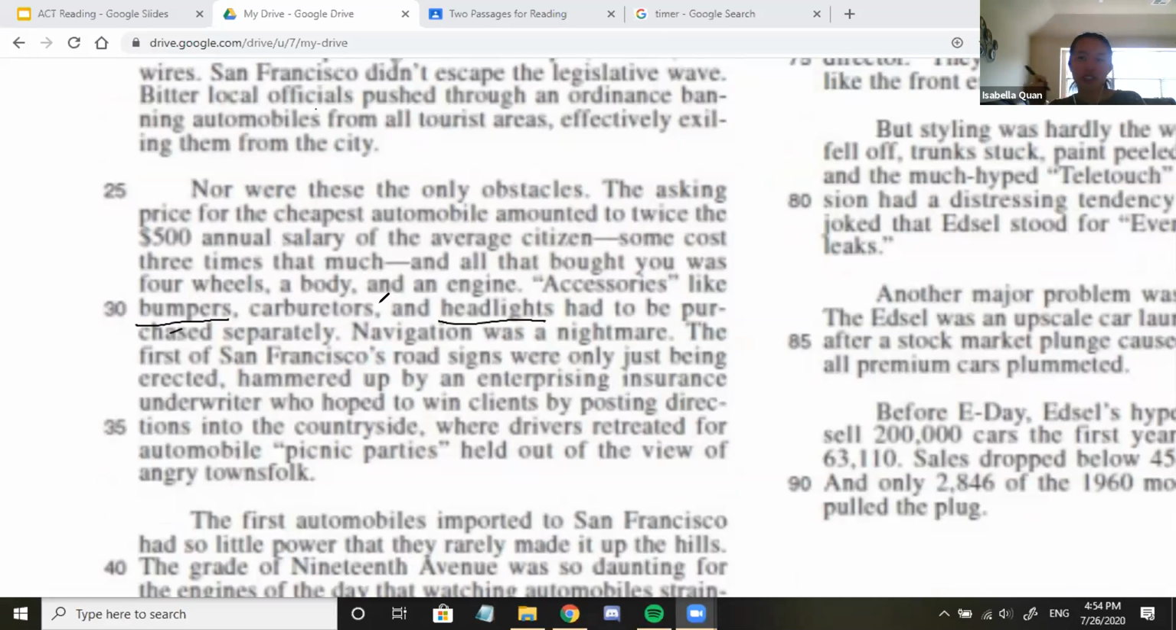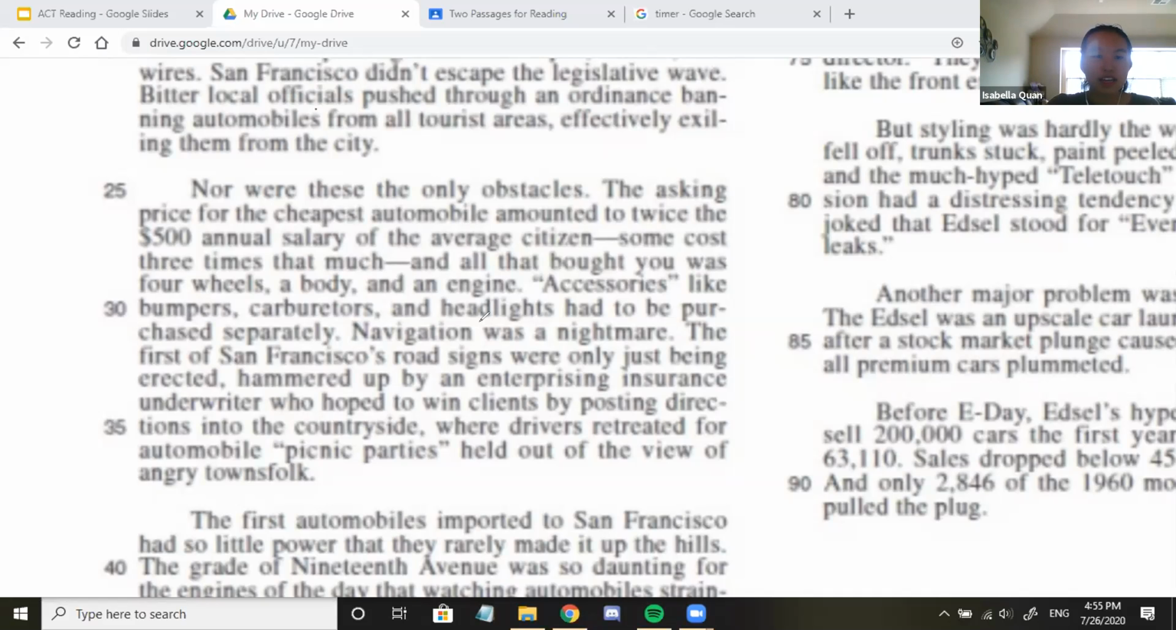Like, imagine driving at night without headlights. Yeah, they're really important, and it's ridiculous, especially before this. And all that bought you was 4 wheels, a body, and an engine. That's really dangerous. Don't crash your car. You will probably die. So it is really important to have bumpers to protect your cars. Whatever this does, I don't know. Headlights are really important for driving in dark areas.